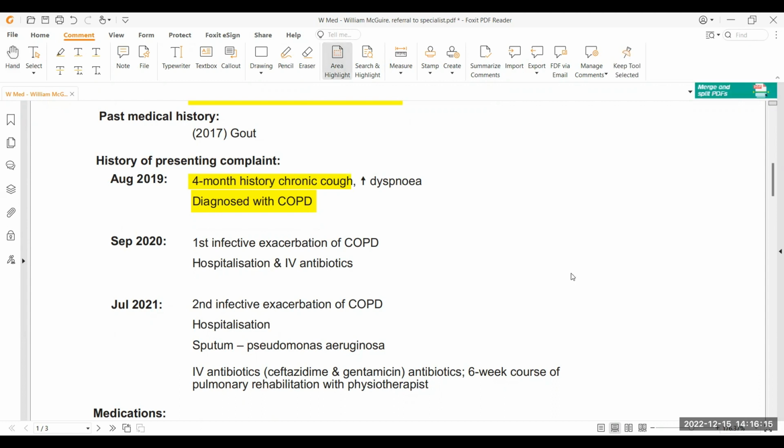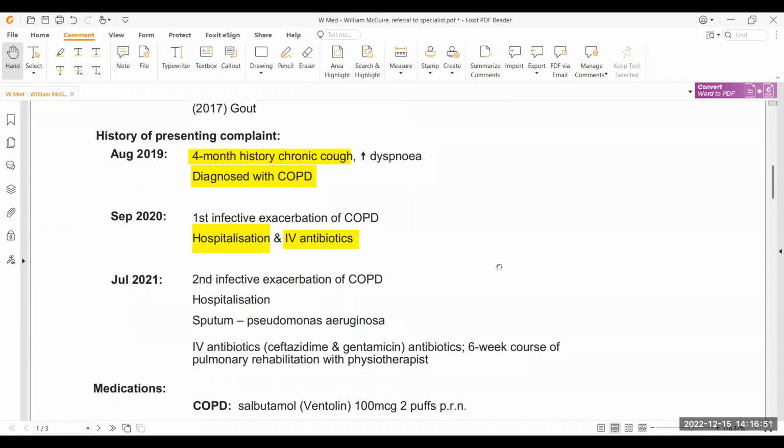And a second one as well. So he was hospitalized twice during 1 year for the same problem. And apart from hospitalization for September 2020, would you also be mentioning how he was treated? Yes, with IV antibiotics. That will be relevant as well, because again, you're writing to ask for advice for management and treatment. So the specialist would expect that you will also be providing a history of how he was treated in the past. What about July 2021?